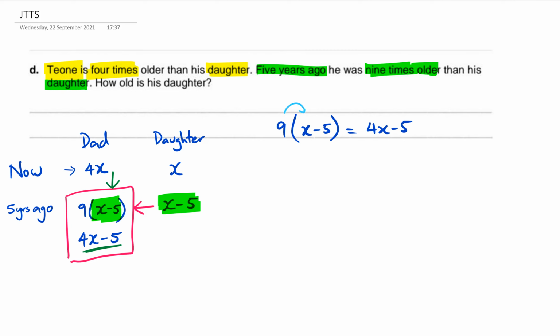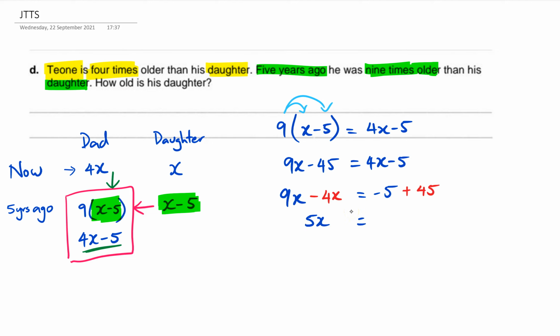Then we're going to expand the brackets. We get 9x minus 45 equals 4x minus 5, and we're going to rearrange it. We bring the 4x to this side, which means it becomes minus 4x. Taking the 45 to the right-hand side, it goes from negative 45 to positive 45. Then 9x take away 4x is 5x, and all of this is equal to minus 5 plus 45, which is 40. Then we can see that x is equal to 40 divided by 5, which gives us x is equal to 8.